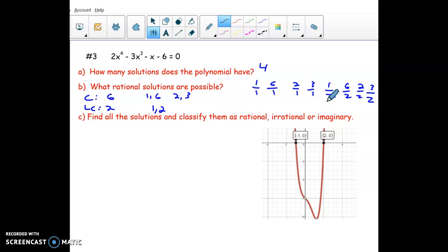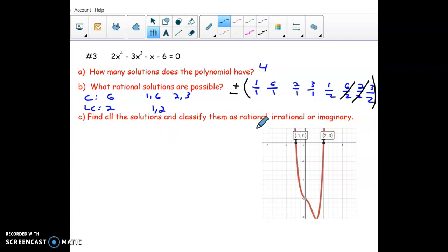Duplicates you can cross out. So 6 over 2 is the same thing as 3. 2 over 2 is the same thing as 1. And then do plus minus. So I can't quite fit it there. I kind of got it. Plus minus, so plus minus all those.